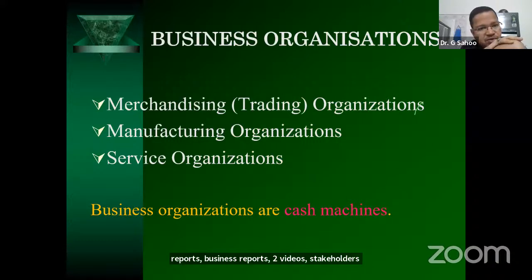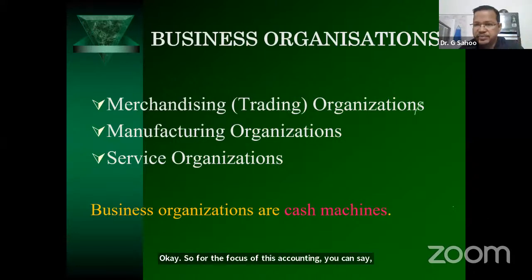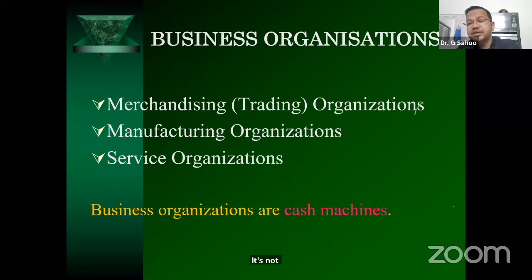For the purpose of this accounting, these are the various types of business organization. The business organization may be a mercantile or trading organization, or a manufacturing organization, or a service organization. What is mercantile or trading? Trading means buying and selling. Any organization or business concern involved in buying and selling of goods or services is known as a mercantile or trading organization. These are business concerns which are not involved in the process of manufacturing, otherwise known as non-manufacturing organizations.